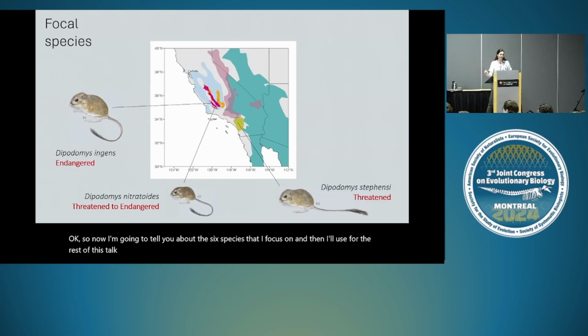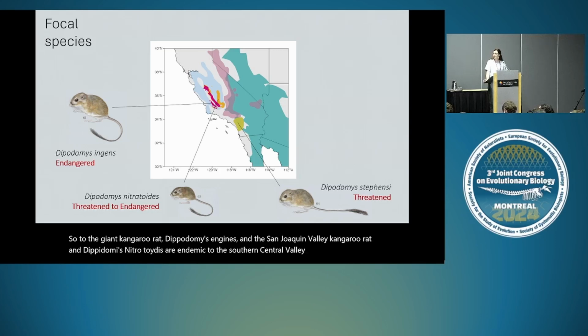So there are 3 species of endangered kangaroo rats in California. So 2, the giant kangaroo rat, Dipodomys ingens, and the San Joaquin Valley kangaroo rat, Dipodomys nitratoides, are endemic to the southern Central Valley, and 95% of their habitat has been converted to agriculture. And Dipodomys stephensi, Stephens' kangaroo rat, occurs in Southern California in the region between Los Angeles and San Diego, and much of their habitat has also been lost to urban development.